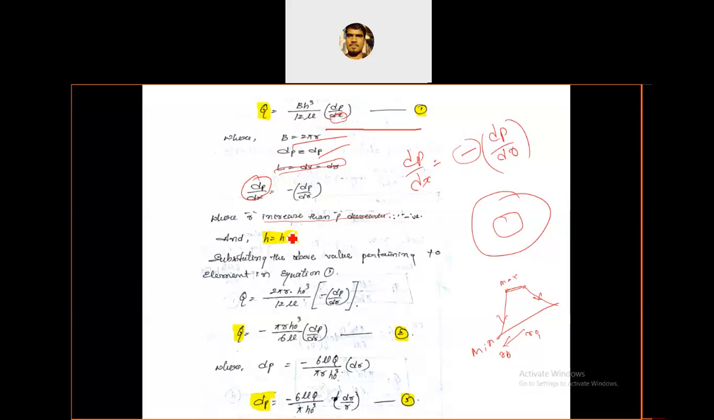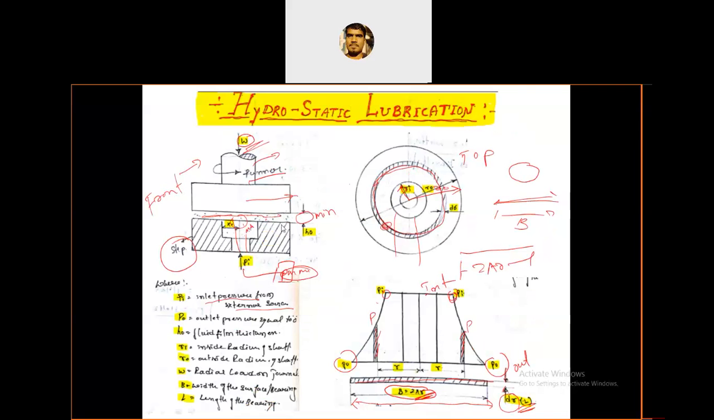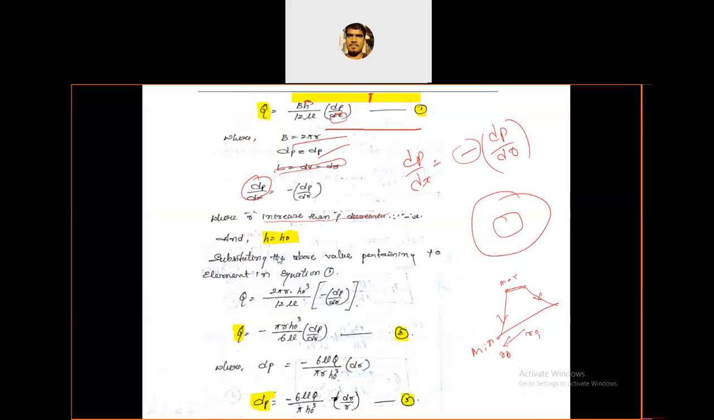And next, H. Here the film thickness, we can call it H is equal to H naught. Didn't we take it as H naught? See here, H naught is the fluid film thickness. So H is equal to H naught. You have to replace that value.